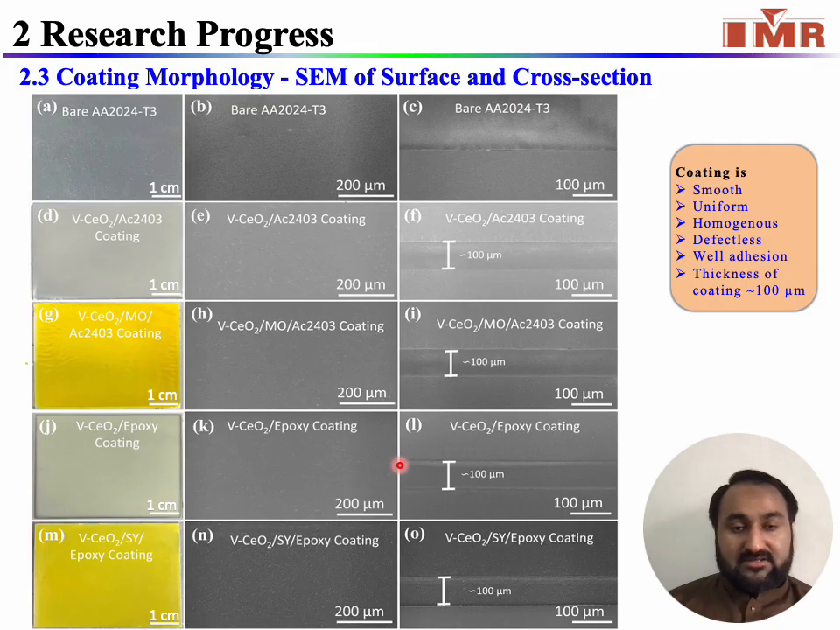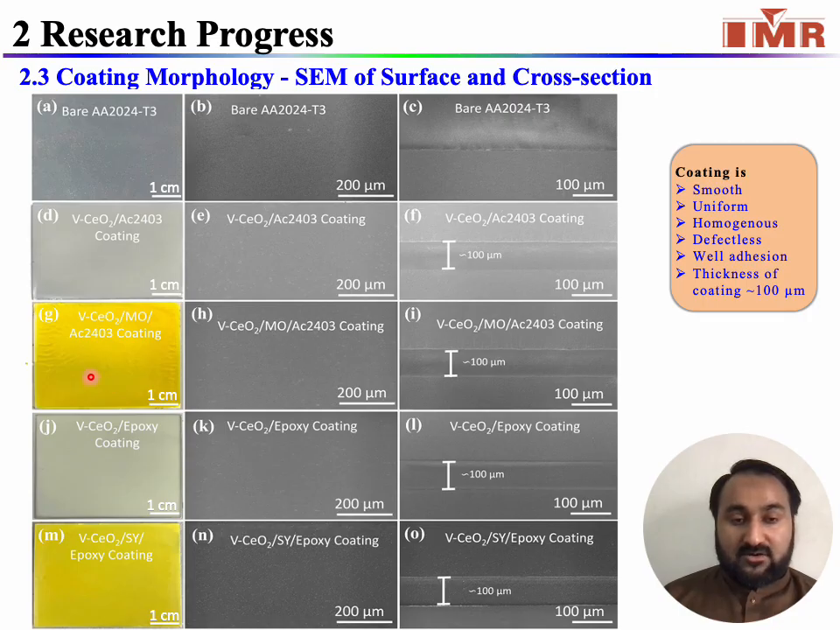So after that, we have prepared the coatings. Here we have prepared multiple kinds of coating. The first one is the bare coating, and the second is the VCeO2 coating, but without any color or dye. This is the acrylic coating.